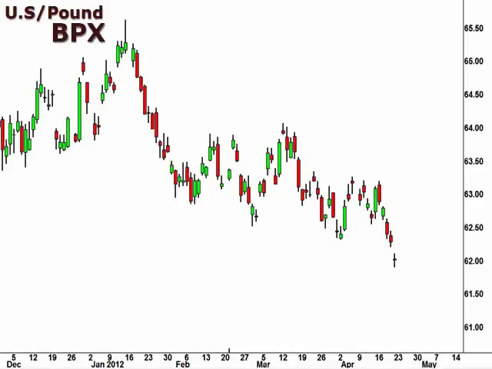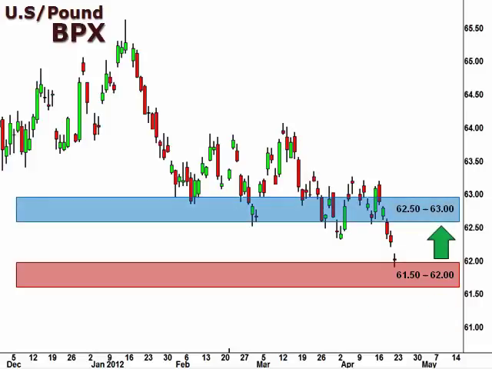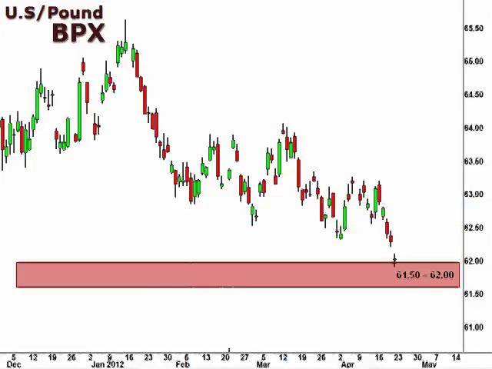Next up, the BPX, the US dollar versus the pound. Well, the BPX closed last week with a test of 61.5, 62, and a break below 61.5 confirms the likelihood of a continuation lower. We do suspect a bounce this week. However, the pair is likely to meet with resistance back up within this 62.5, 63 focal zone. Until we get a break above 63, the path of least resistance remains down for the BPX.